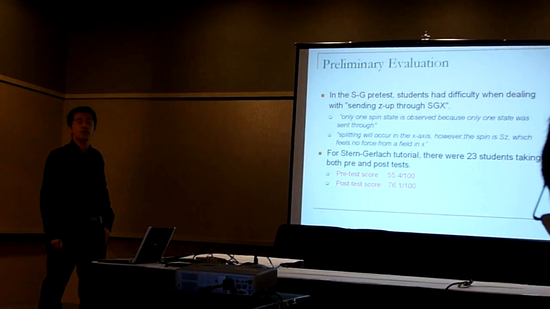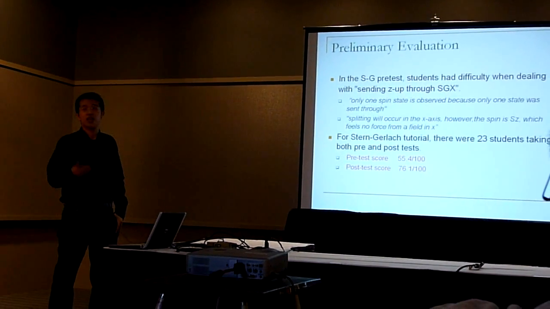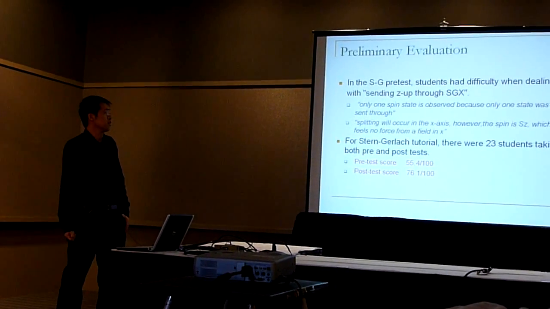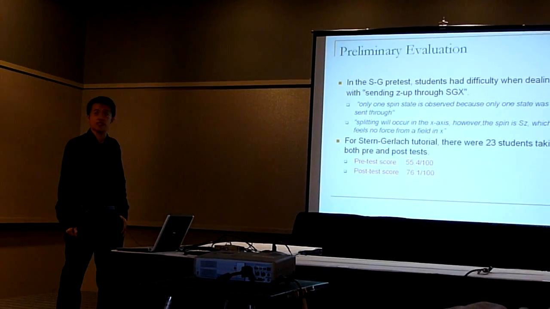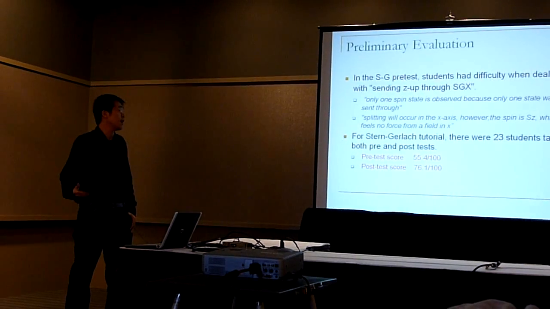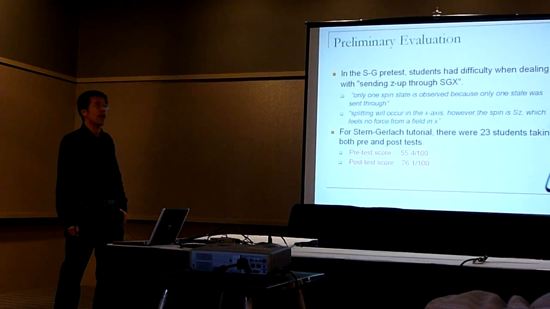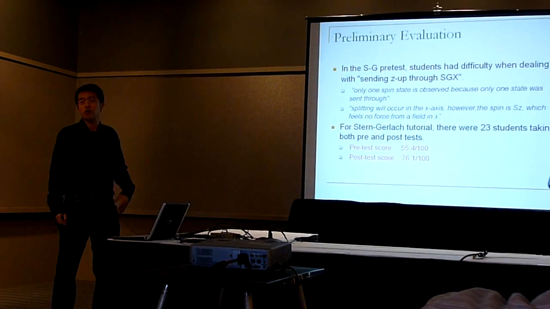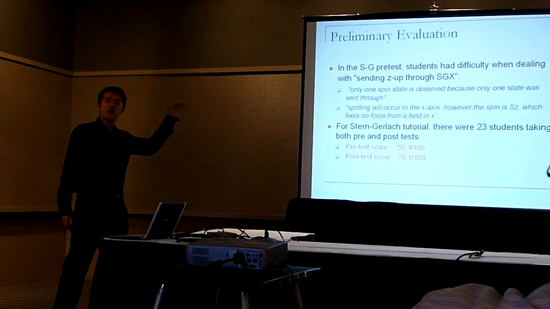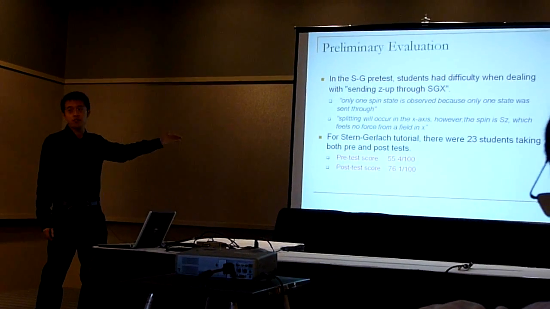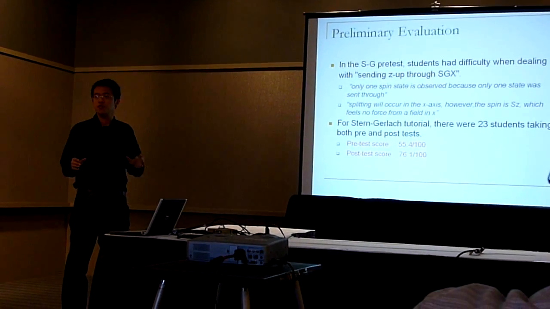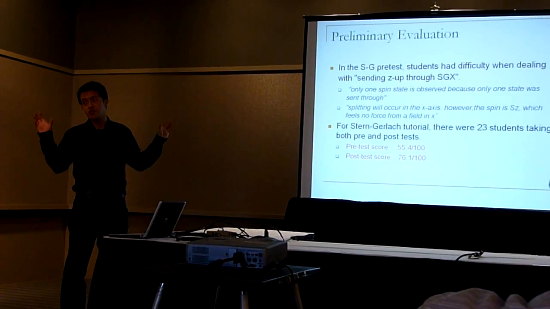We asked students, if they send Z up passing through SGX, what would happen? One student says that only one spin state is observed because only one state was sent through. Another student answered that splitting will occur in the x-axis, however, the spin is at Z, which feels no force from the field in X. From these two false answers, we see that students have a misunderstanding of the difference between the spin space and the position space.